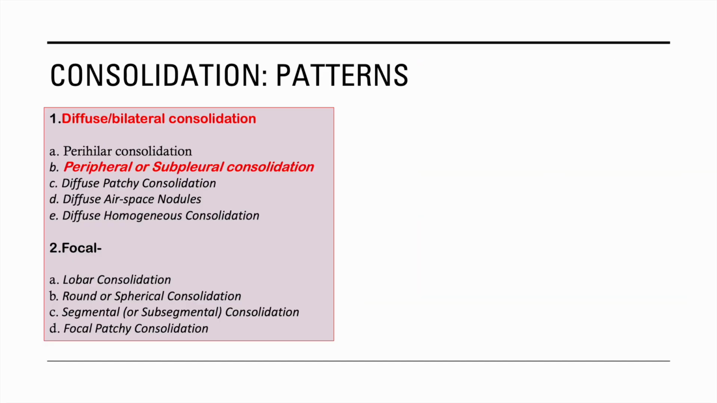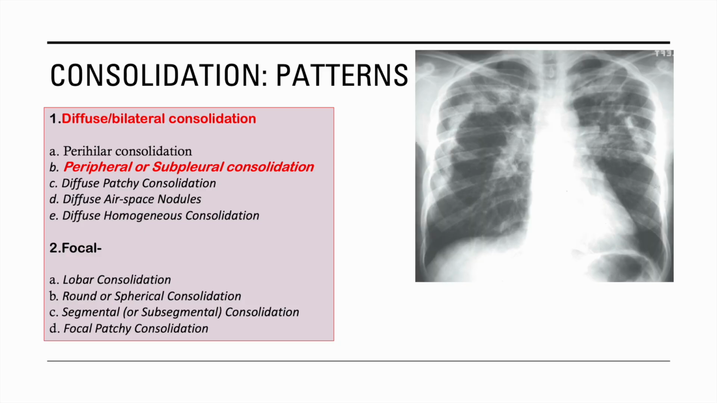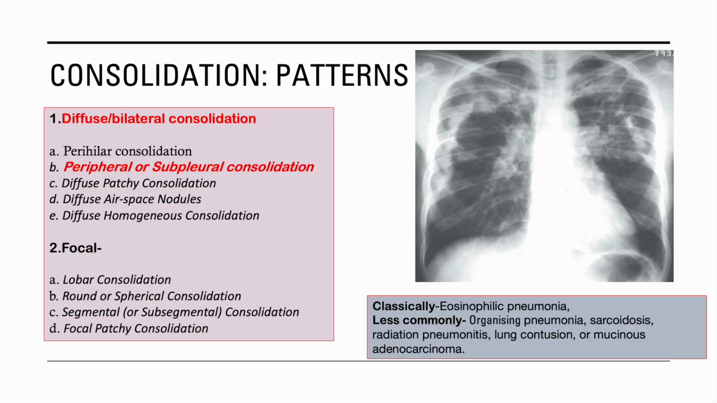Peripheral or subpleural consolidation. This is the opposite of perihilar consolidation. It is usually seen in chronic pathologies. For example, this chest X-ray shows subpleural consolidation in chronic eosinophilic pneumonia. It is classically associated with eosinophilic pneumonia, but can also be seen in organizing pneumonia, sarcoid, radiation pneumonitis, lung contusion, or mucinous adenocarcinoma.